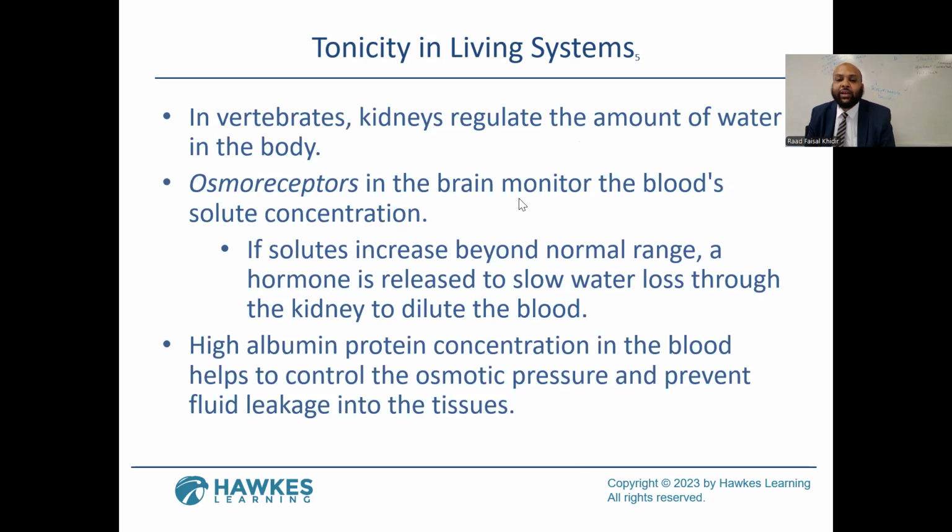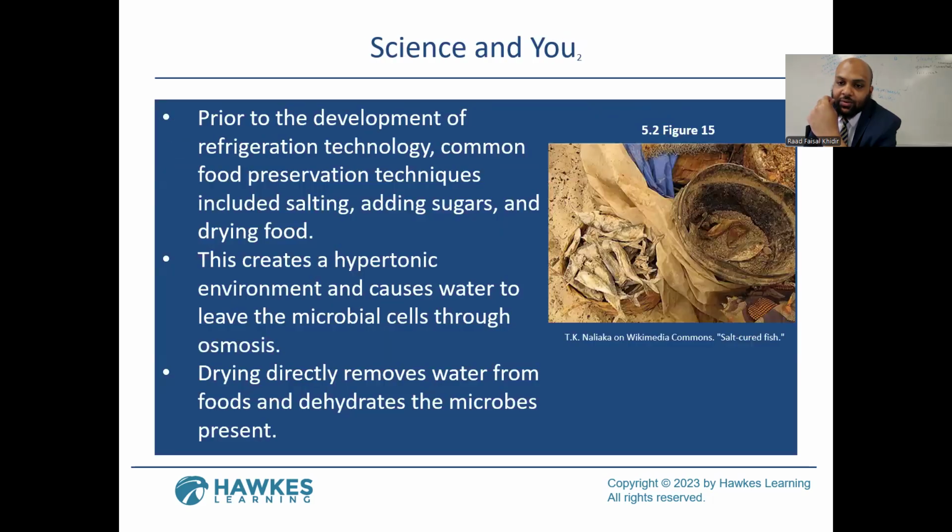The kidneys regulate the amount of water in the body, and osmoreceptors in the brain monitor the blood solute concentration. If solutes increase beyond normal range, a hormone is released to slow the rate of water loss in the urine. High albumin protein concentration in the blood helps to control the osmotic pressure and prevent fluid leakage into the tissue.